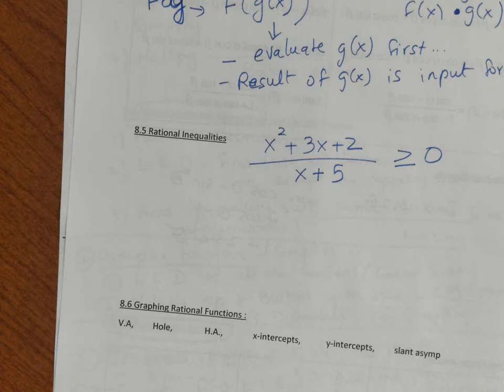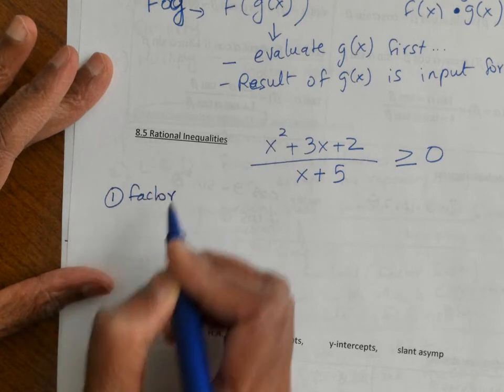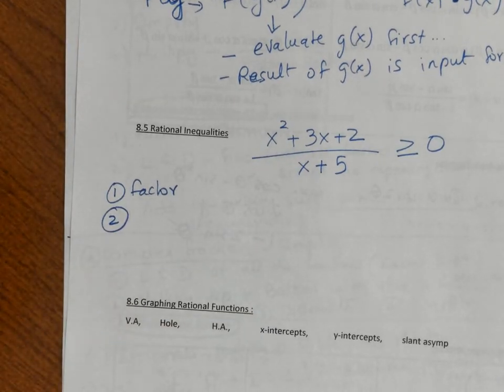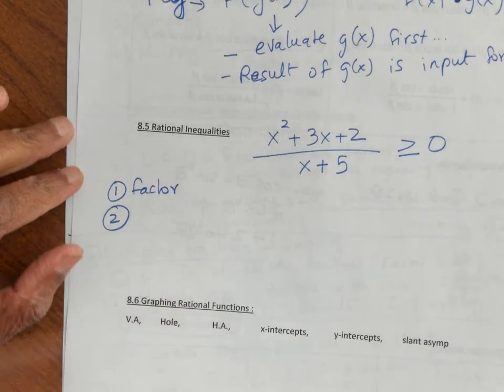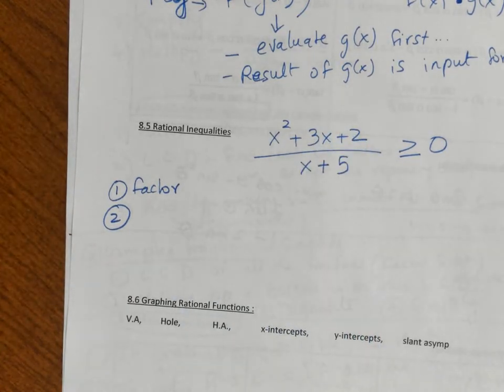What would your first step be? Always factor, that doesn't change. After you factor, what do? Anyone remember how to do rational inequalities? If you're shown something like this, after you factor, is this factorable? I think so. Factors of 2 that are, yeah, x plus 2, x plus 1.